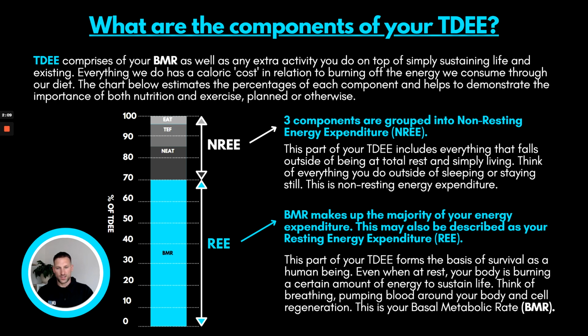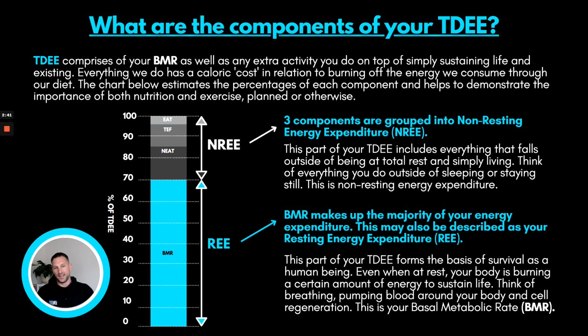So if we look at the bottom part, first of all, the BMR, as you can see, this takes up to 70% out of your 100% of your energy expenditure each day. Around 60 to 70% is made up of your BMR. We group this into your resting energy expenditure. So this does make up the majority of your daily energy expenditure, which may be surprising.